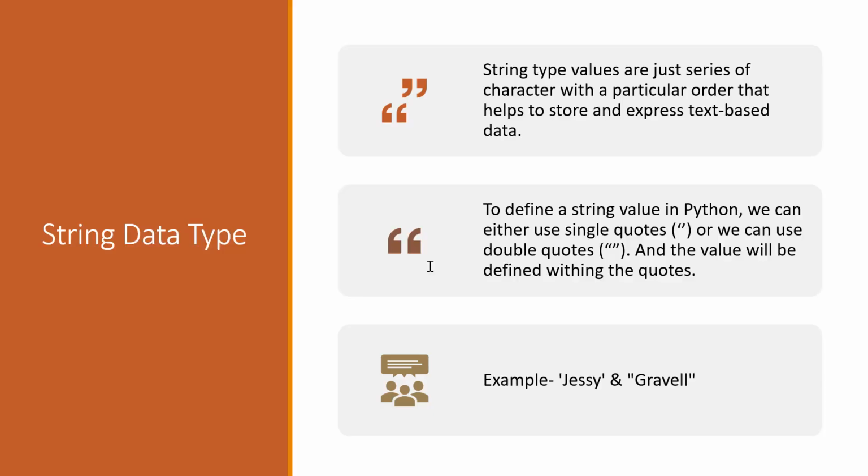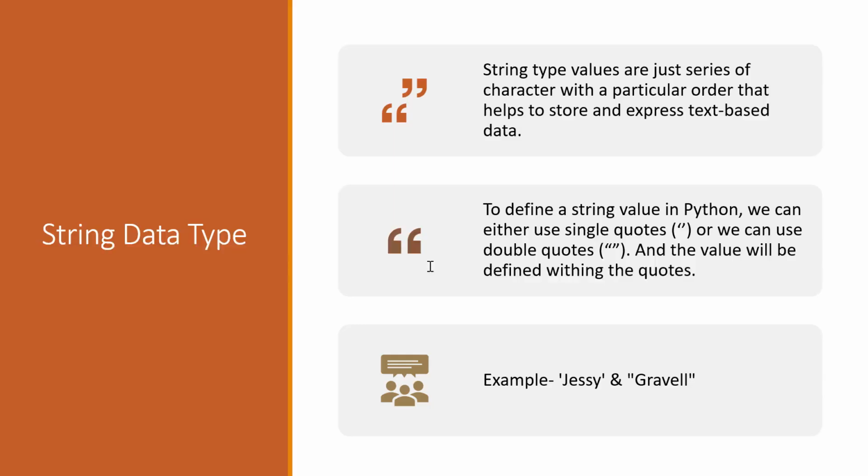In Python, string type values are a series of characters in a particular order that helps to store and express text-based data. Strings are nothing but a sequence of characters that represents text-based data. Plus, strings are kept in a contiguous memory area as individual characters. Now to define a string value in Python, we can use either single quotes or double quotes, and the value will be defined within the quotes. Moreover, we can access a string and its characters in both forward as well as backward way. Additionally, strings in Python are immutable, which means we cannot modify a string once it has been created.